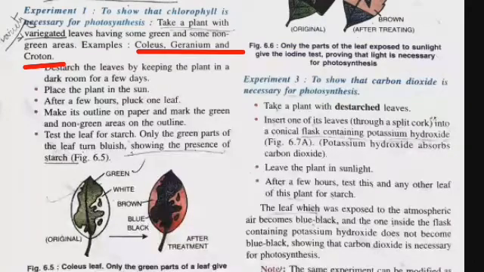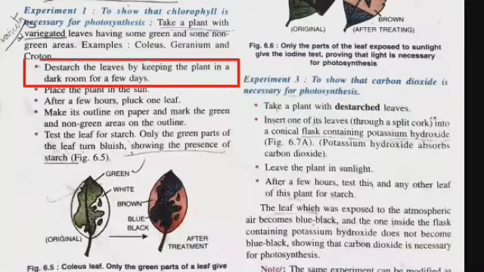Now we will see how to perform this experiment. First, the whole plant is kept in the dark for 24 to 48 hours. Why? To destarch the leaves. And how to destarch, and why we are destarching it, I have already discussed with you earlier.